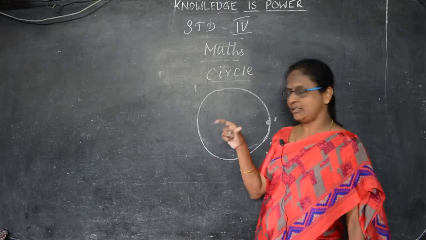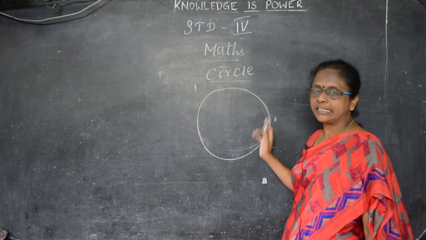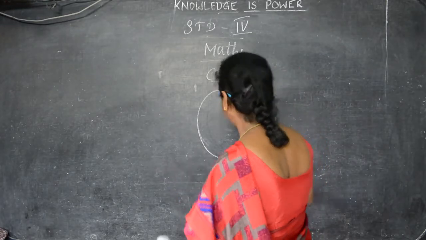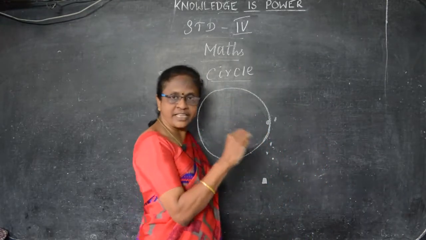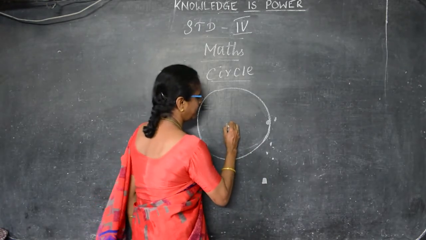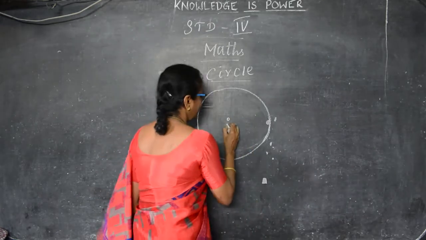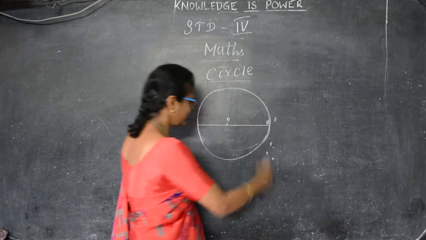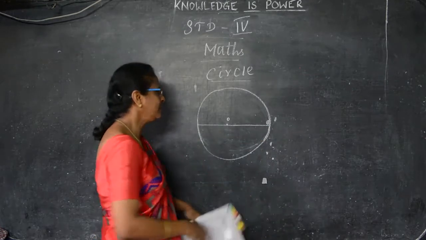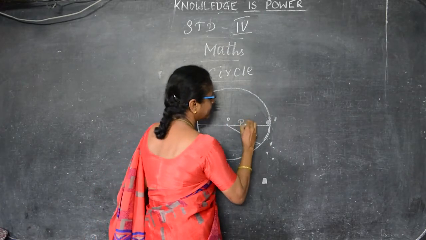Now we will just see about the circle. A circle is a closed curved figure. In this closed curved figure, it has a center, radius and diameter. This is the center point. And this full line is called the diameter. And this half of the line is called the radius.